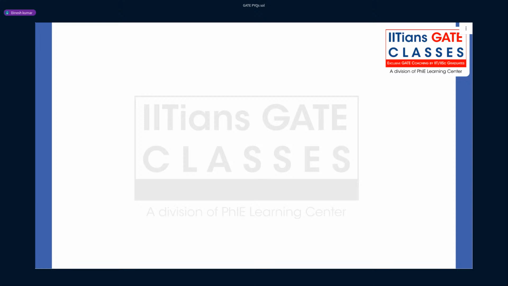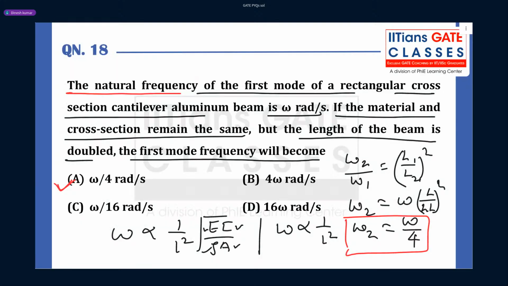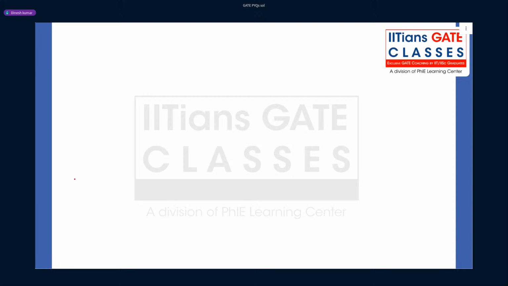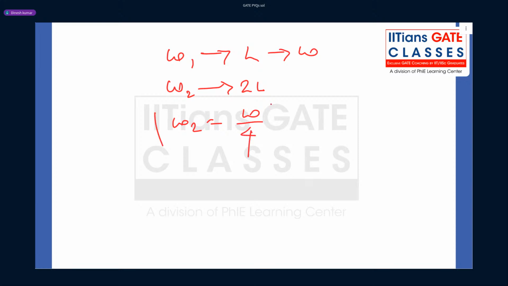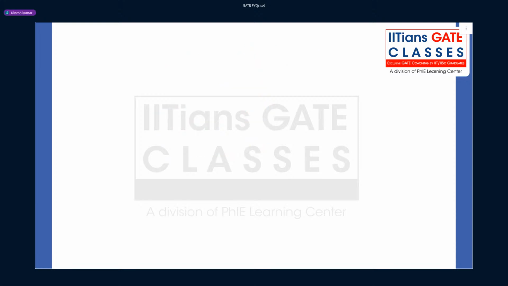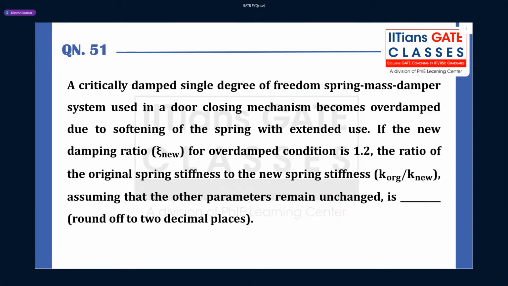Okay, so let's move to the next. Read the question, Swastik. Why omega 1? See, omega 1 is given already, right? It is omega when length is L. What is omega 2? When length is 2L. What is omega 1? It is given as omega. So what is omega 2 we got? We got omega by 4. Okay, fine. So let's move to the next question, guys.